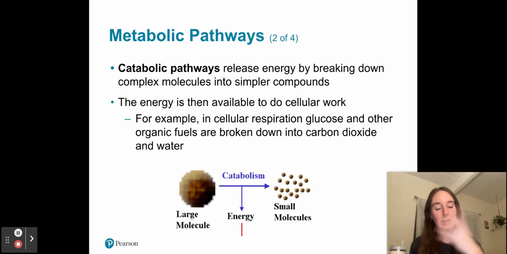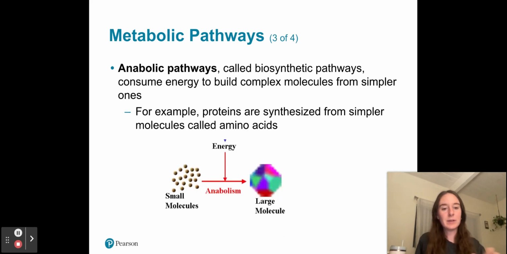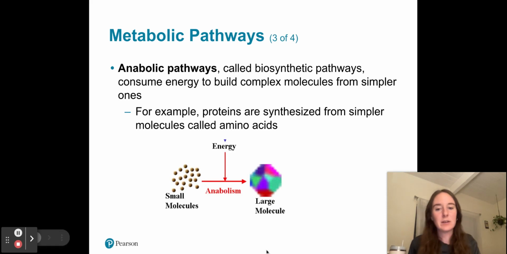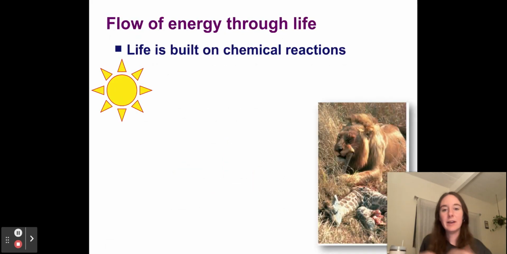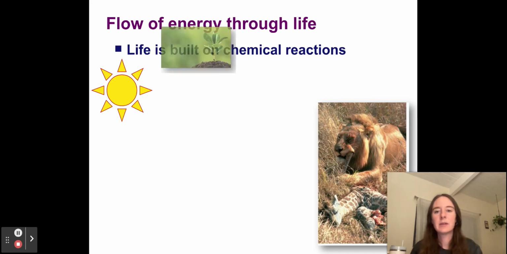So again, we take our food, we break it down, we release energy. The whole purpose is to allow our cells to build new things, anabolism, to build larger molecules like proteins that can be used for whatever the cell needs. So all of life is built on these chemical reactions, anabolic and catabolic reactions. The sum of all those is metabolism.